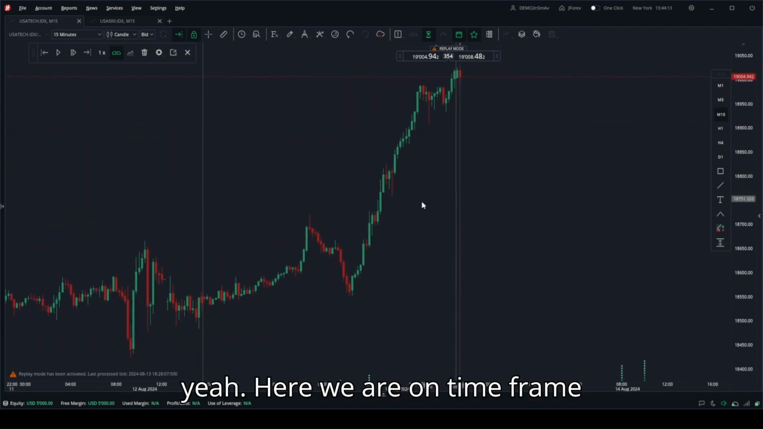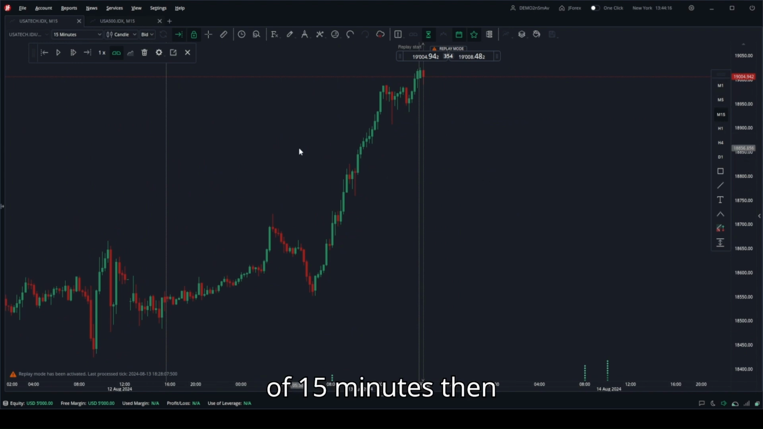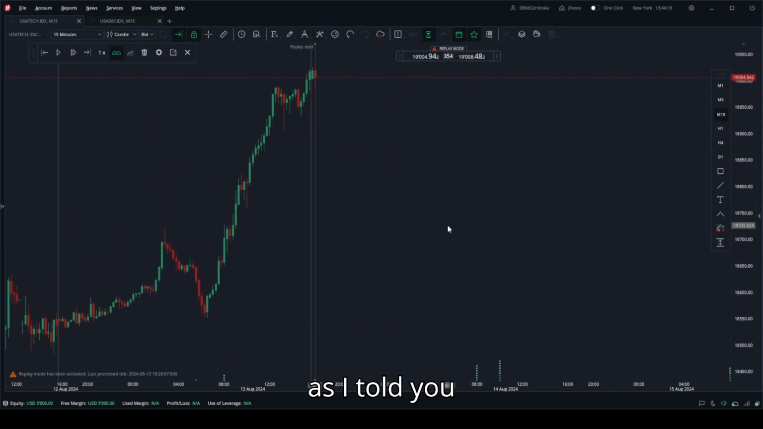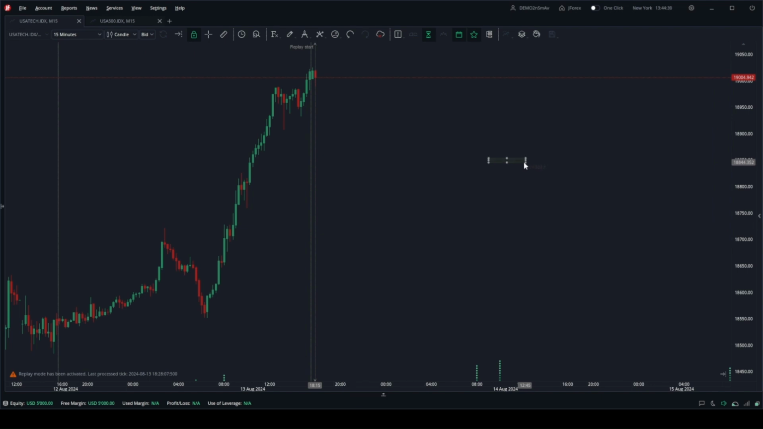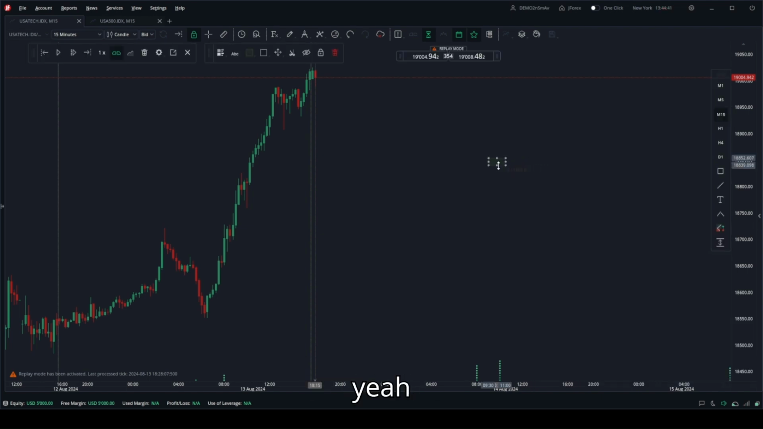Here we are on the time frame of 15 minutes. Then as I told you, every time I trade during 9:30 to 11 right here, this is the window I always trade in.